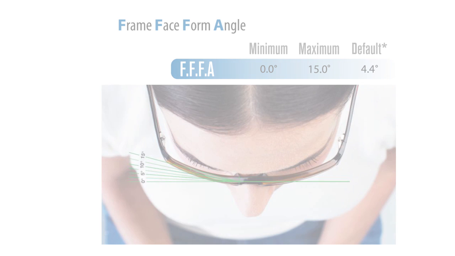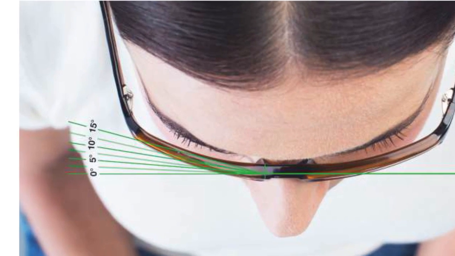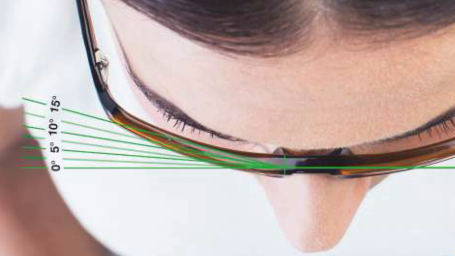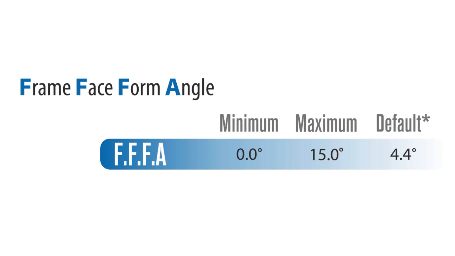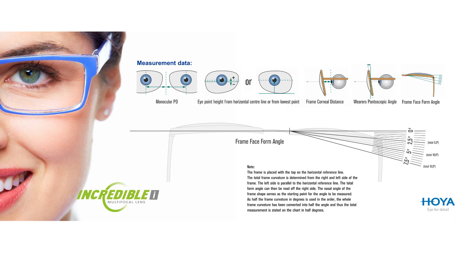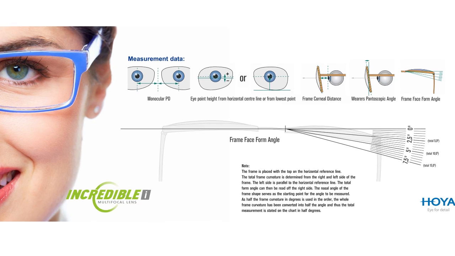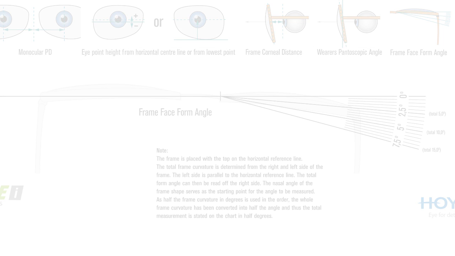The last parameter we are looking at is the frame faceform angle. Let's define it as the angle where the frame would wrap the face, or where the frame is slightly curved instead of being perfectly flat. The default value being 4.4 degrees, with a minimum of 0 degrees and a maximum of 15. To measure the frame faceform angle, we will provide you with a chart such as this. You will literally just place the frame on the chart and read off the frame faceform angle on the protractor to the right.